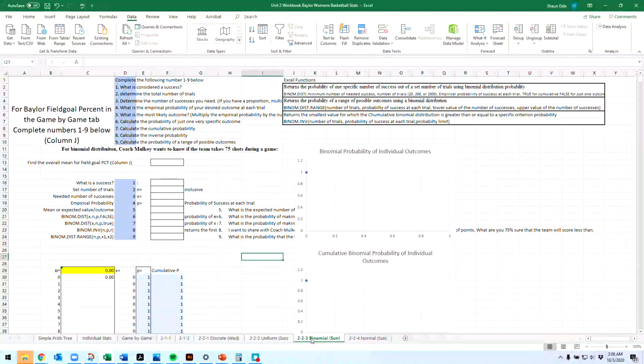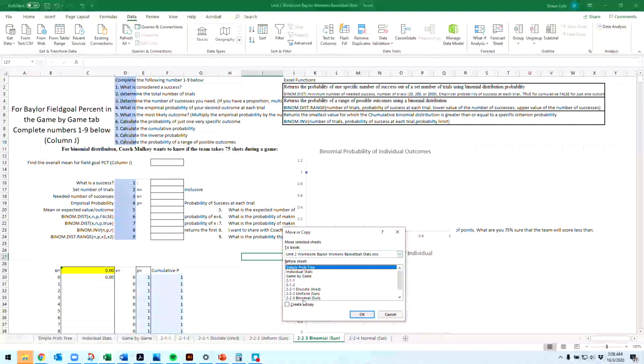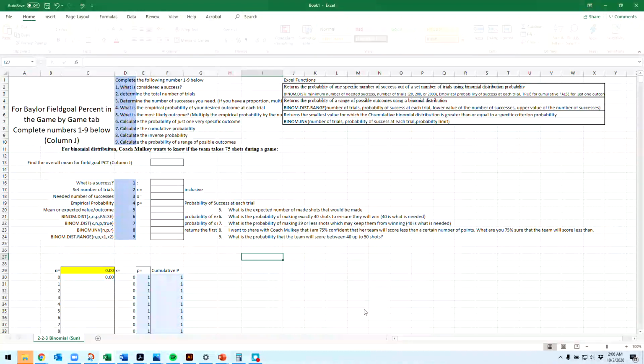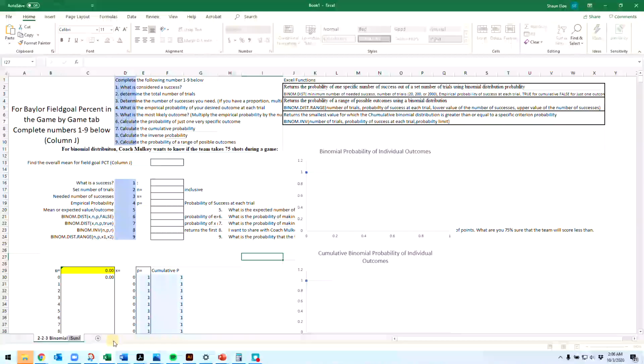What I would suggest, I'm going to right click on the tab on the bottom, right click and do move or copy. And I'm going to say create a copy, and then to a book. I'm going to do a whole brand new book. Okay. And so it's going to open this up, and now I have 2-2-3 binomial. And so what I'm going to do is Binomial Calculator.